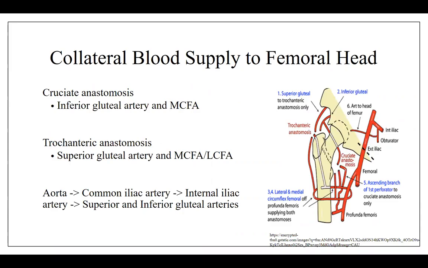There are two major anastomoses that provide the collateral blood supply to the femoral head. We have the cruciate anastomosis, which is between the inferior gluteal artery and the MCFA, and the trochanteric anastomosis between the superior gluteal artery and the MCFA-LCFA.